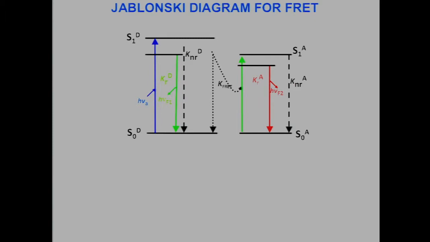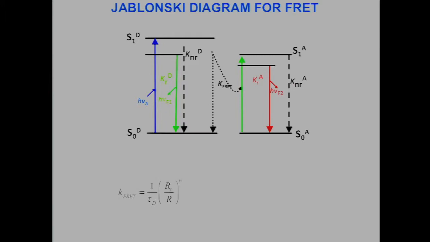We have here a donor molecule. We excite it with laser light, and this molecule can relax by emitting photons. Those will be green photons. But if we bring another acceptor molecule very close by, instead of relaxing and emitting photons, by dipole-dipole interaction we can excite this other molecule.